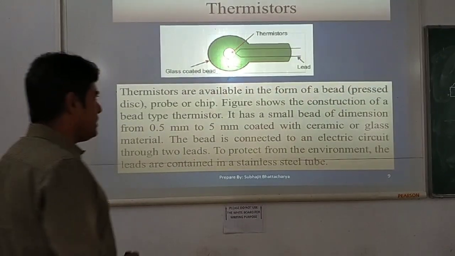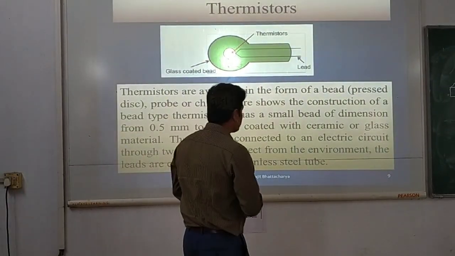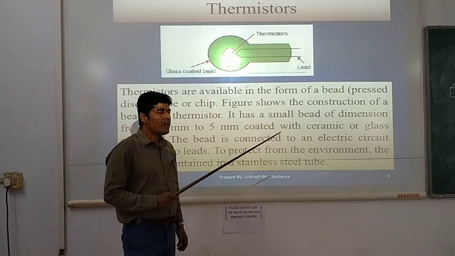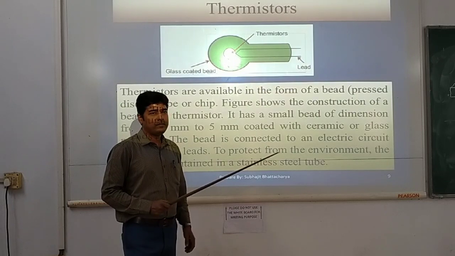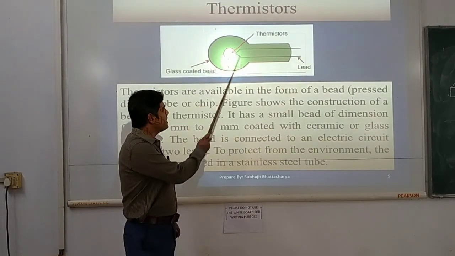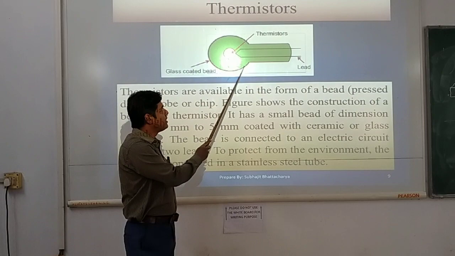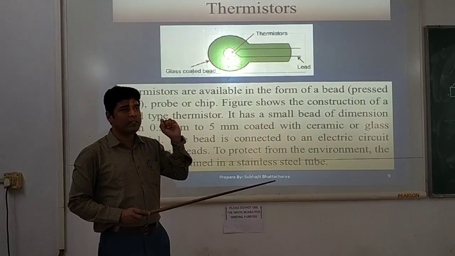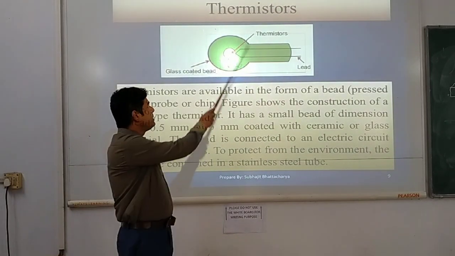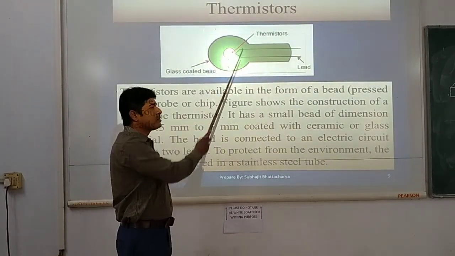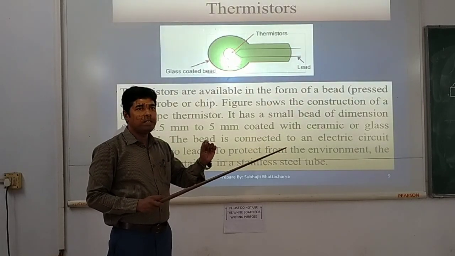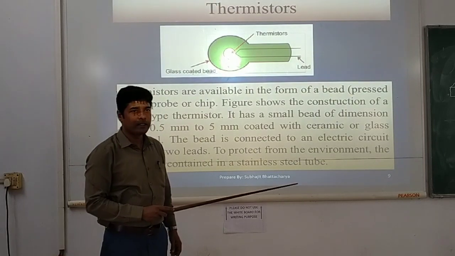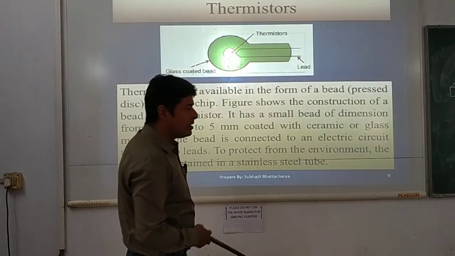And another important aspect of thermistors is that we can practically measure the temperature of a point, because this is in a spherical or cylindrical shape, but only about, say, 1 millimeter in diameter. So you can make a very small bulb, and at that point this thermistor will be there, and that can be connected like this. So that is one advantage.